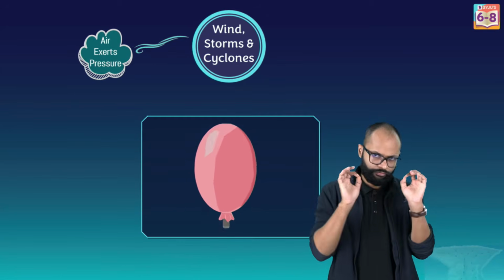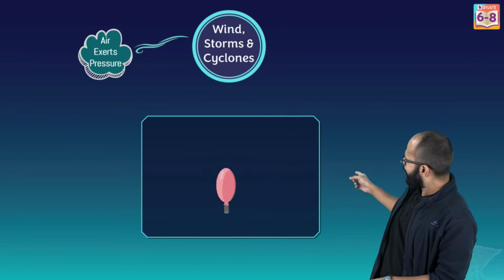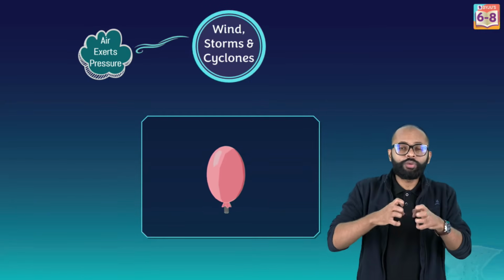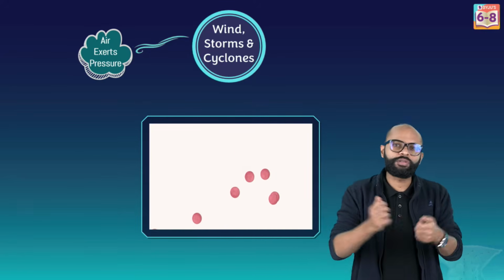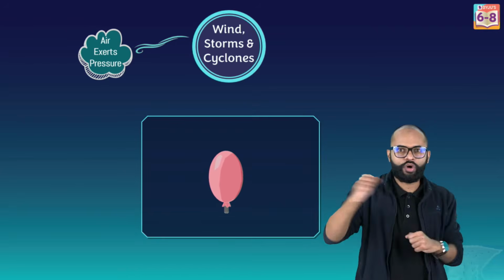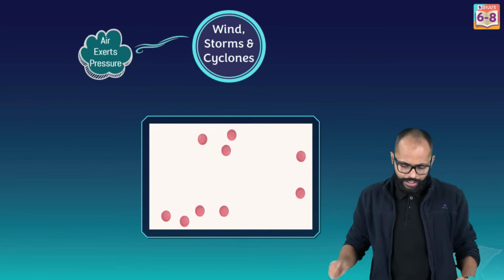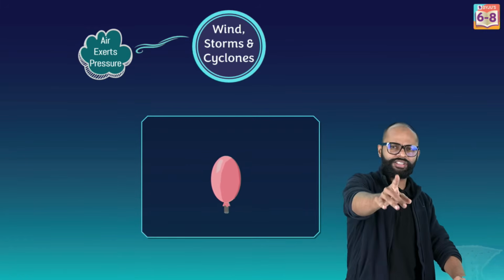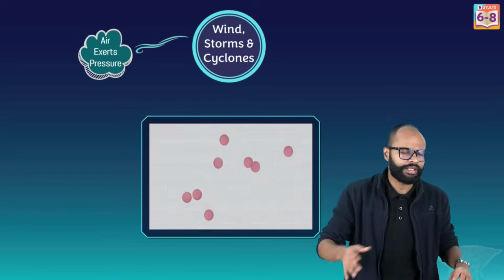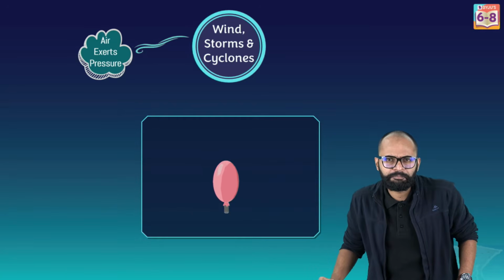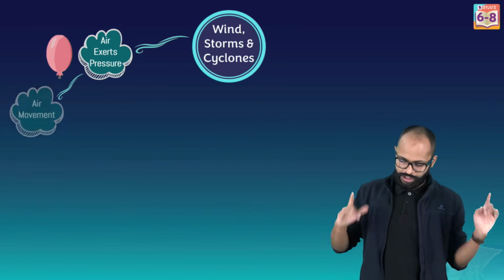In this, the first topic is air exerts pressure, which we all know. How? When you inflate a balloon, the balloon expands. Why? Because air is going inside the balloon, and those air molecules are striking the surface of the balloon, and this is what air pressure is. So air exerts pressure. Air goes into a tyre, pressure increases. Air goes into a balloon, pressure increases. It's all very relatable to daily life. We have all seen it.